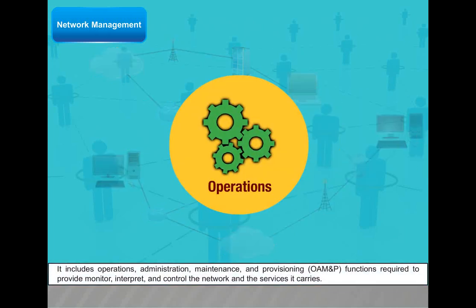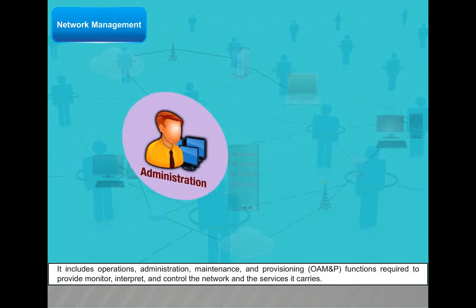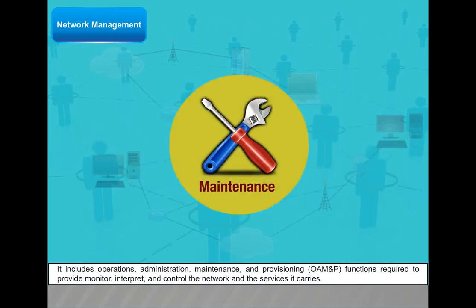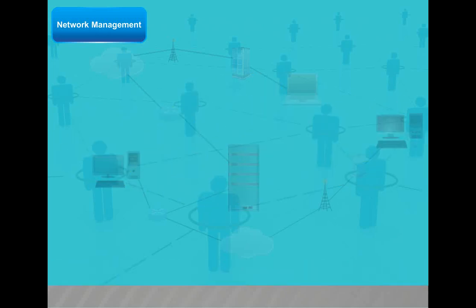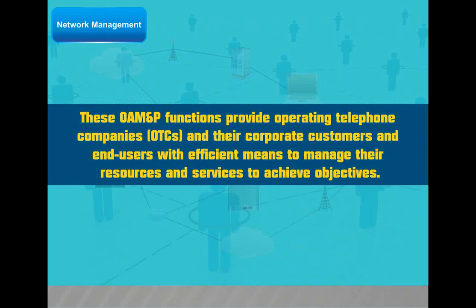It includes operations, administration, maintenance, and provisioning, that is OAM and P, functions required to provide, monitor, interpret, and control the network and the services it carries. These OAM and P functions provide operating telephone companies, that is OTC, and their corporate customers and end users with efficient means to manage their resources and services to achieve objectives.